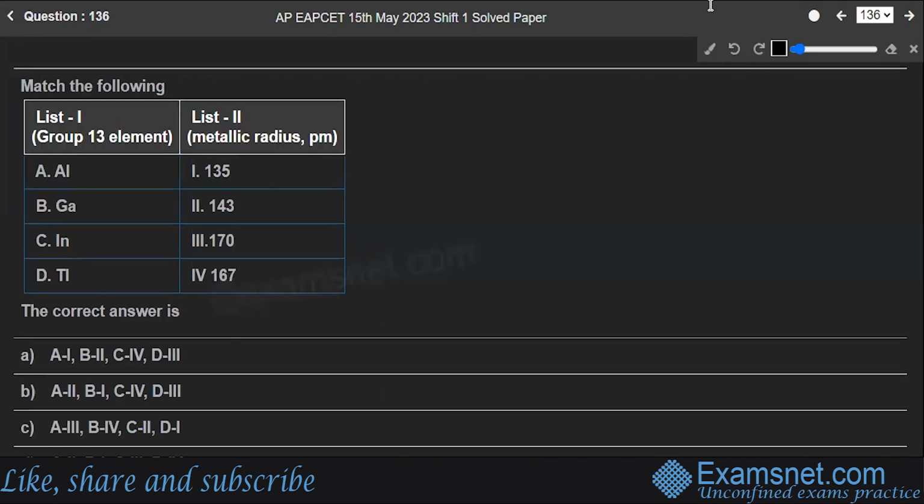Question number 136, you have to match the following. So you have list A, group 13 elements, and list 2 contains their metallic radius in pm. See, these options are not the exact figures, but all these group 13 elements have a radius that follows the order: first is boron, then gallium, aluminium, then indium, then thallium. So this is the order.